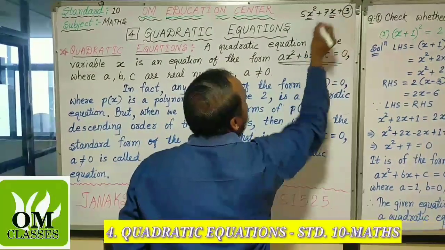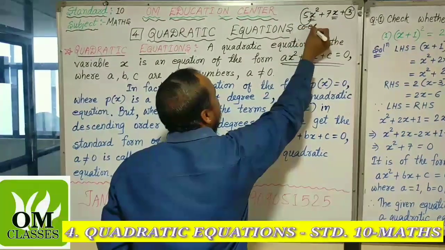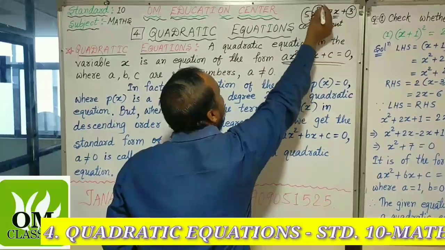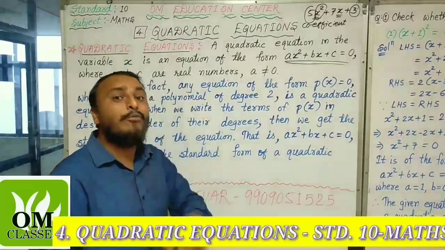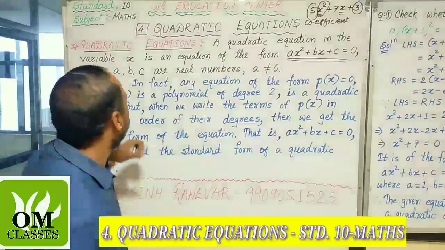Your variable should be x. Now, what is this? This is coefficient. What do we call it? It is coefficient of variable x square or x of any degree. That is, we are going to discuss in the next part.